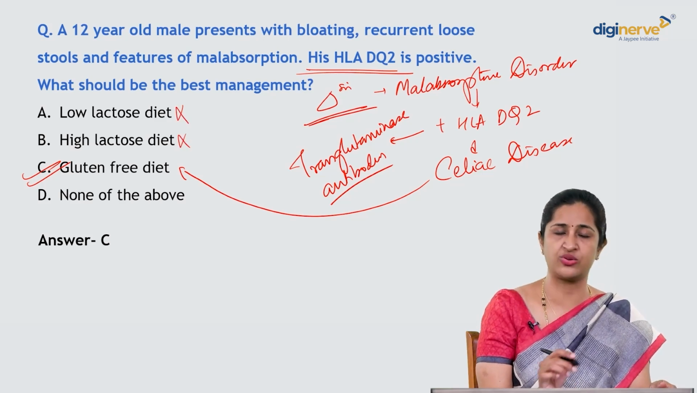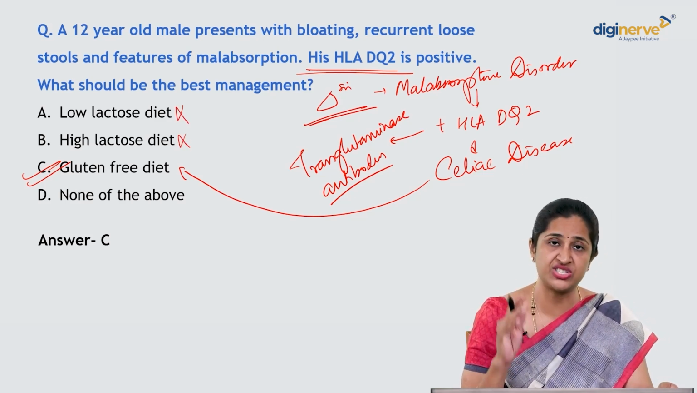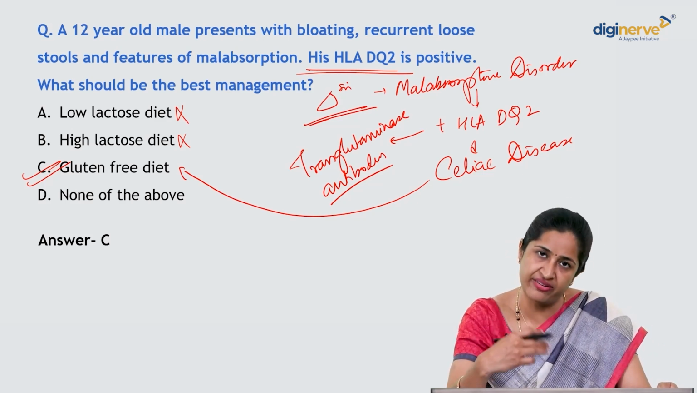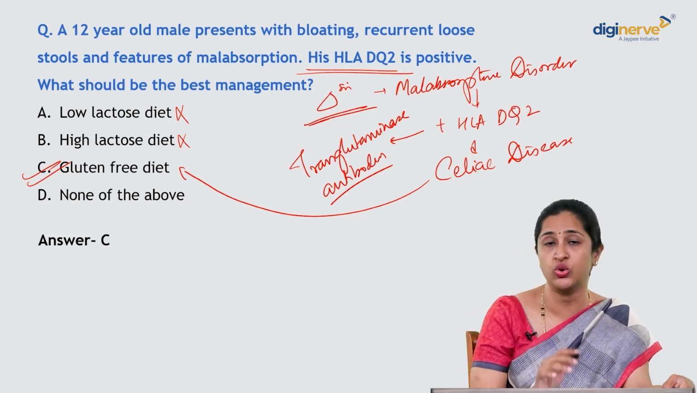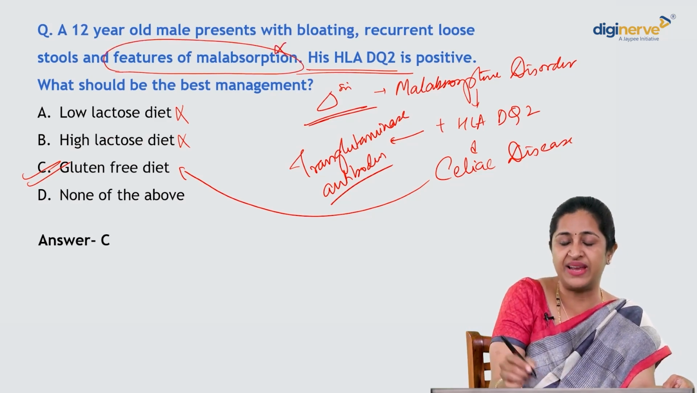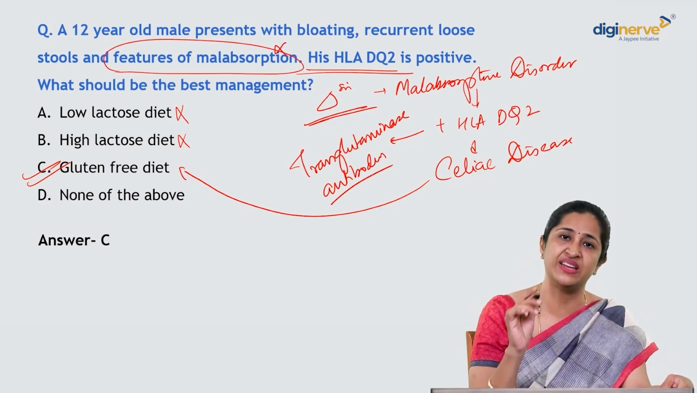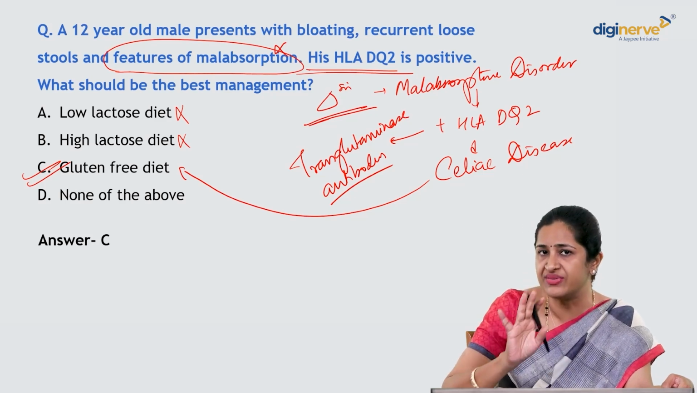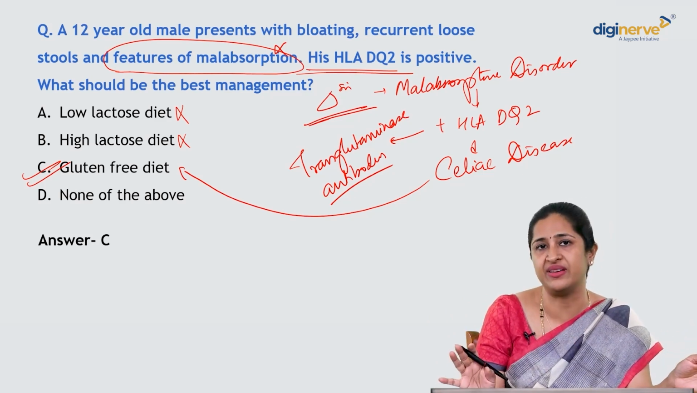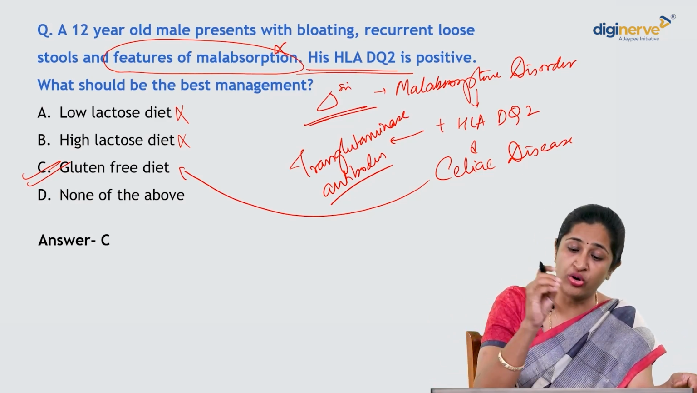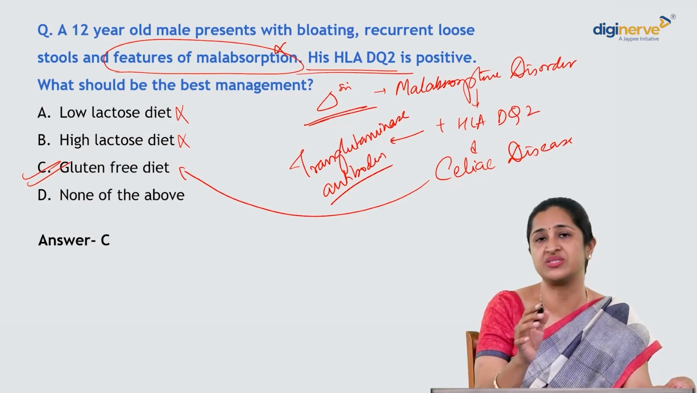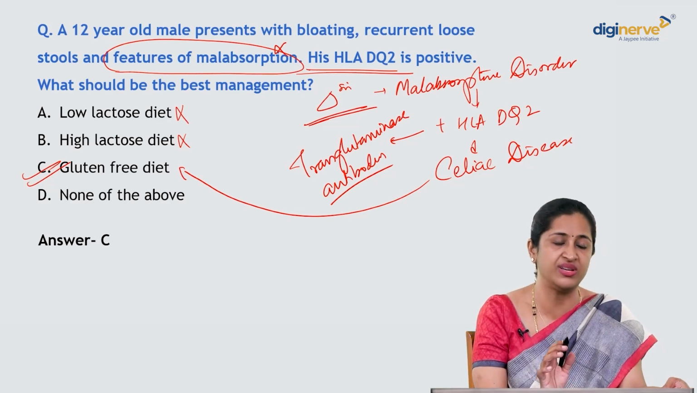Low lactose, high lactose, none of these will be the answer for a child with malabsorption. Remember, lactose causes intolerance. The child drinks milk, and has bloating and loose stools. However, the features of malabsorption will not exist. The child himself will start avoiding lactose-containing foods, following which the child will be fine. There will be problems only if the child takes lactose. That is why lactose intolerance is not the answer. Hence, A and B are not the correct options.